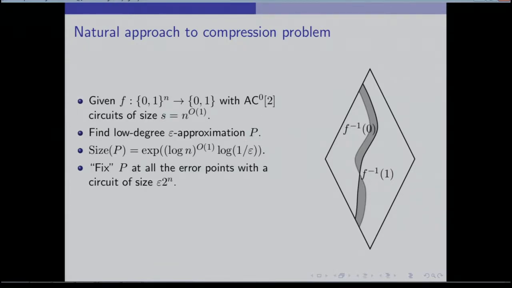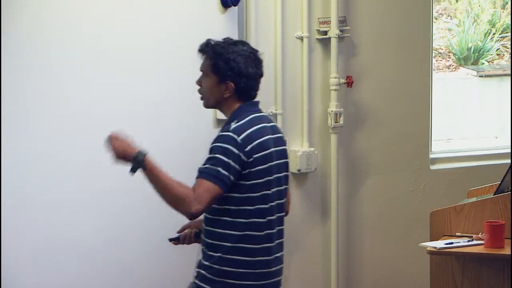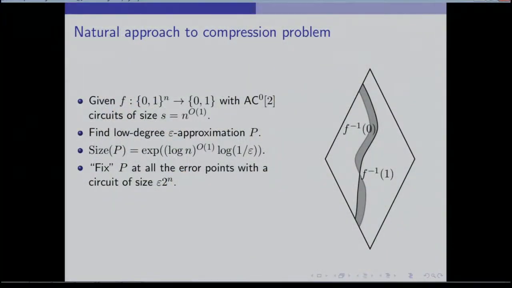What I can do is just attempt to fix the polynomial at the points where it's erring. So I can start with the polynomial, get my hands on such a polynomial, and once I have it, I can just try to fix it. I can say, okay, these are the error locations. I brute force and fix the polynomial at these error locations, and that will give me an overall circuit of size: the size of the polynomial I had to begin with, plus the locations I had to fix. So I had something like epsilon times 2 to the n locations to fix.